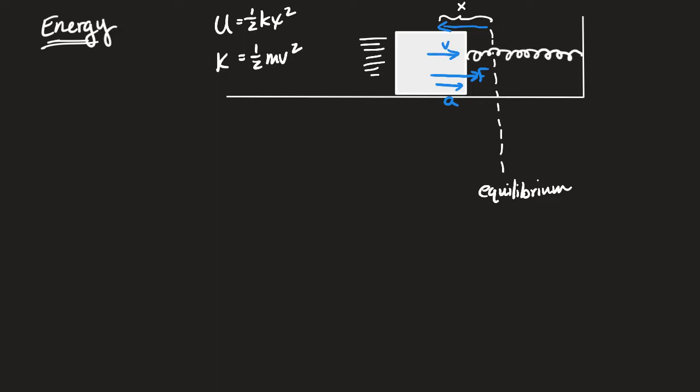After it passes equilibrium, it's going to slow down because now you're compressing the spring. The force is going to change direction, and therefore the acceleration will change direction, but it won't instantaneously stop, so the velocity has to be reduced to zero.